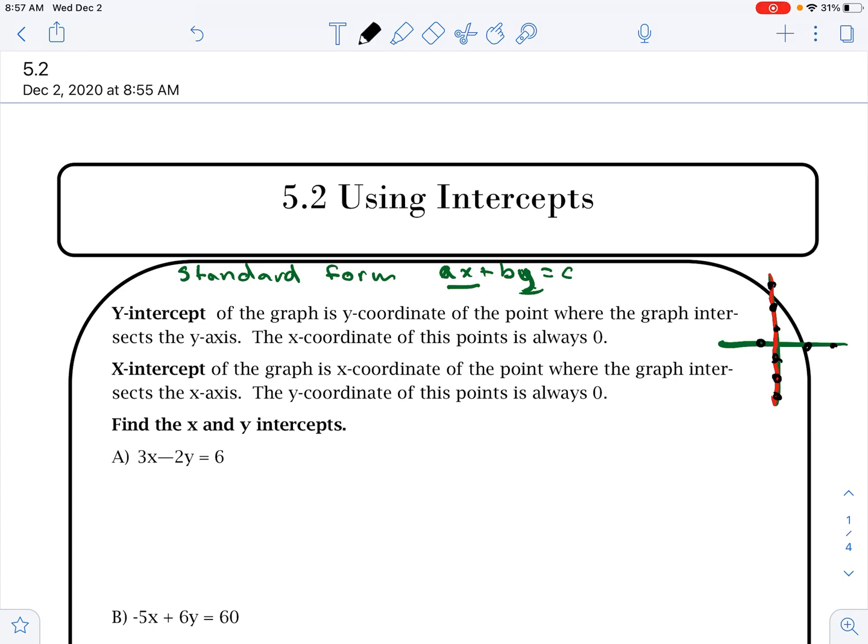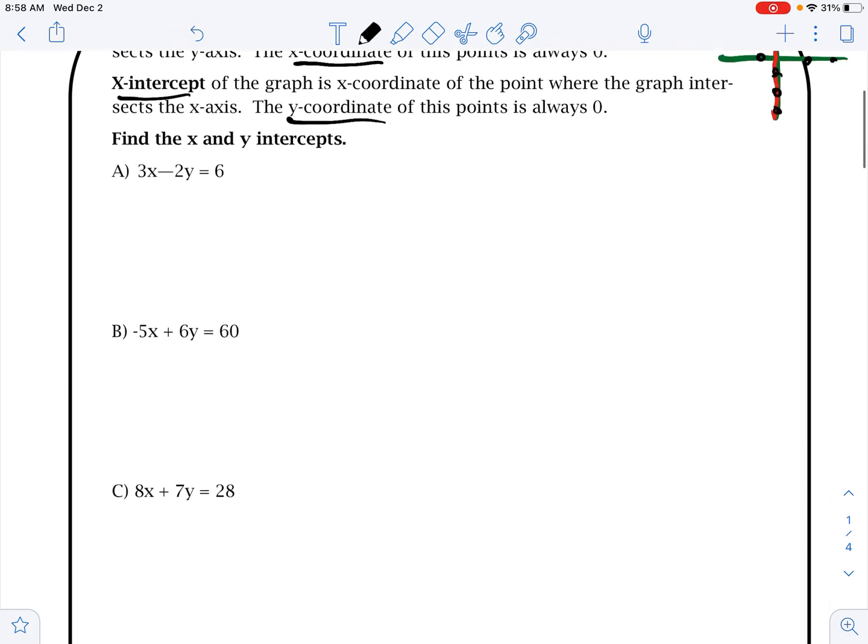We find the intercepts when our x or y value is 0. To find the y-intercept, we make x equal to 0. To find the x-intercept, we make y equal to 0. Then we're going to graph these points as well.